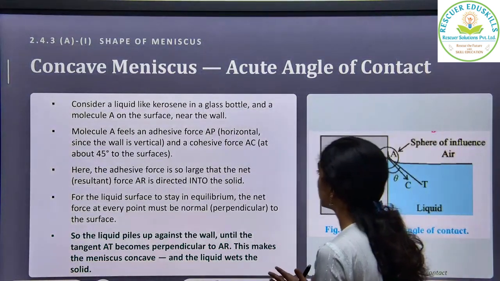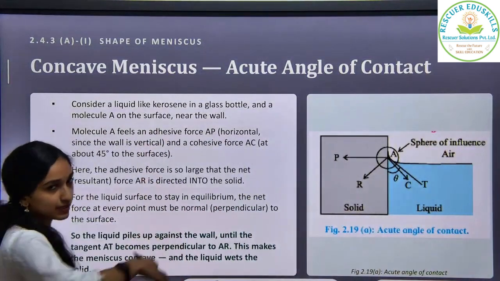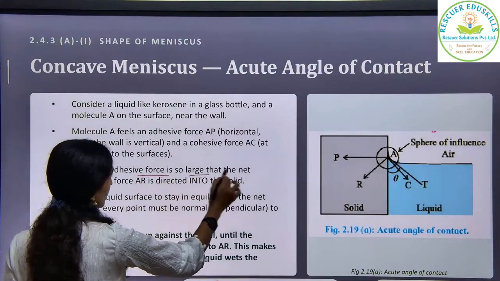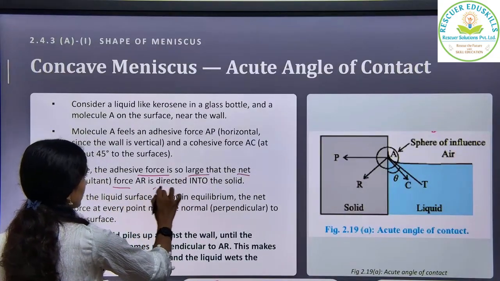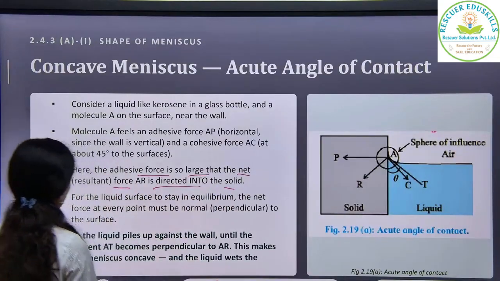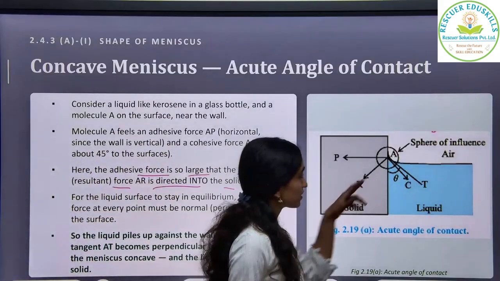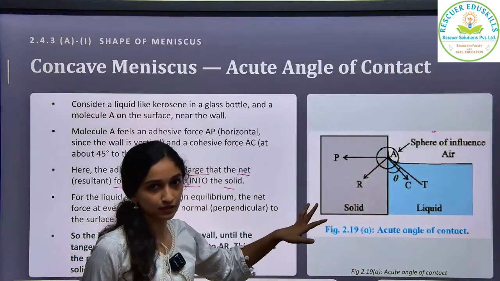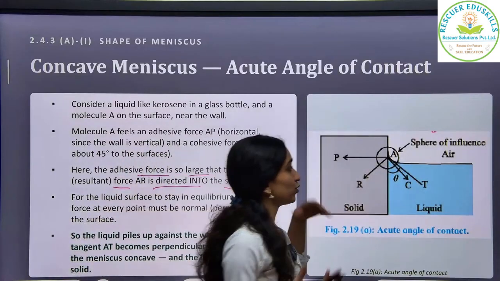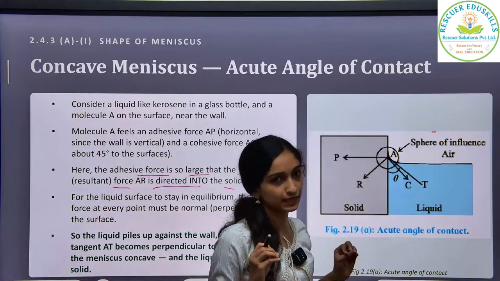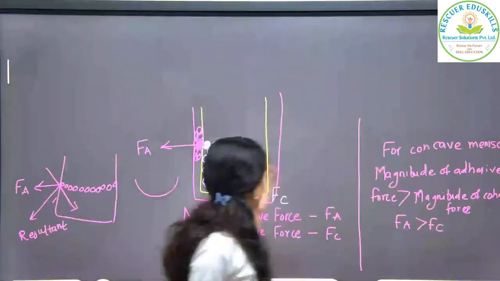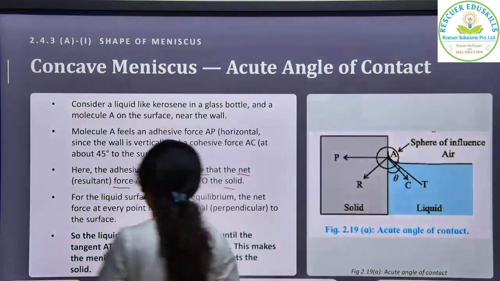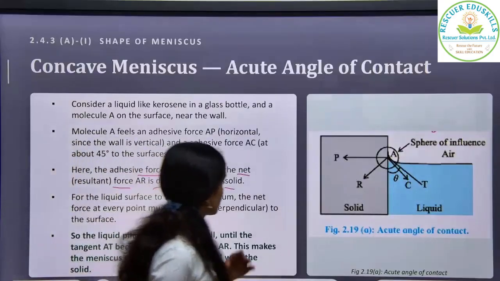I will just read this out. Here you can see the adhesive force is so large that the net force is directed into the solid. What I just explained is this diagram, which I explained to you earlier. When you look at this diagram, you might feel that it is very complicated, so I explained it in an easier manner. This is basically what this diagram is trying to show.